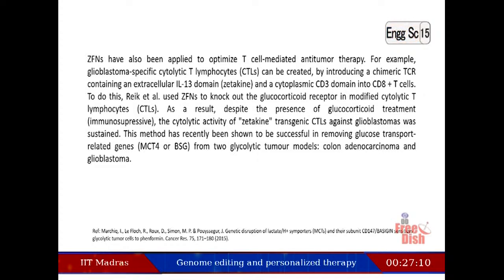Cas9s have also been applied to optimize T cell mediated anti-tumor therapy. For example, glioblastoma specific cytolytic T lymphocytes can be created by introducing a chimeric TCR containing an extracellular IL-13 domain and a cytoplasmic CD3 domain into CD8 plus T cells. To do this, Reich et al. used Cas9 to knock out the glucocorticoid receptor in modified cytolytic T lymphocytes. As a result, despite the presence of immunosuppressive glucocorticoid treatment, the cytolytic activity of cytokine transgenic CTLs against glioblastomas was sustained. This method has recently been shown to remove glucose transport related genes from two glycolytic tumor models, colon adenocarcinoma and glioblastoma.